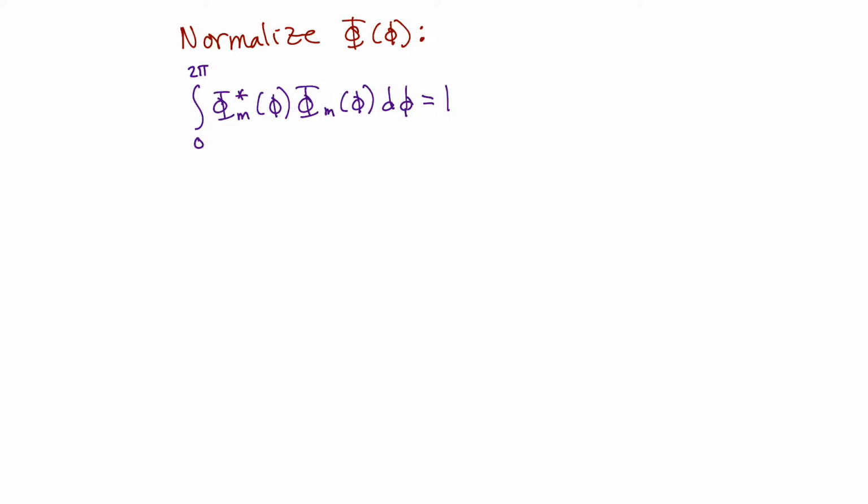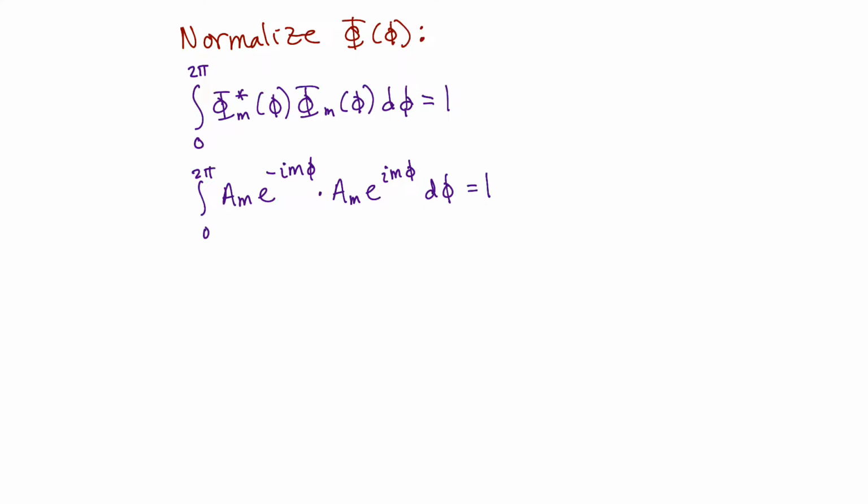All right, and then it gets exciting. I think this is one of our first functions that is actually complex. So our complex conjugate here is actually going to do something for us. Let's plug in our function. Taking our limits here, we have A sub m e to the minus i m phi, that's our complex conjugate, times A sub m e to the i m phi d phi equals 1.